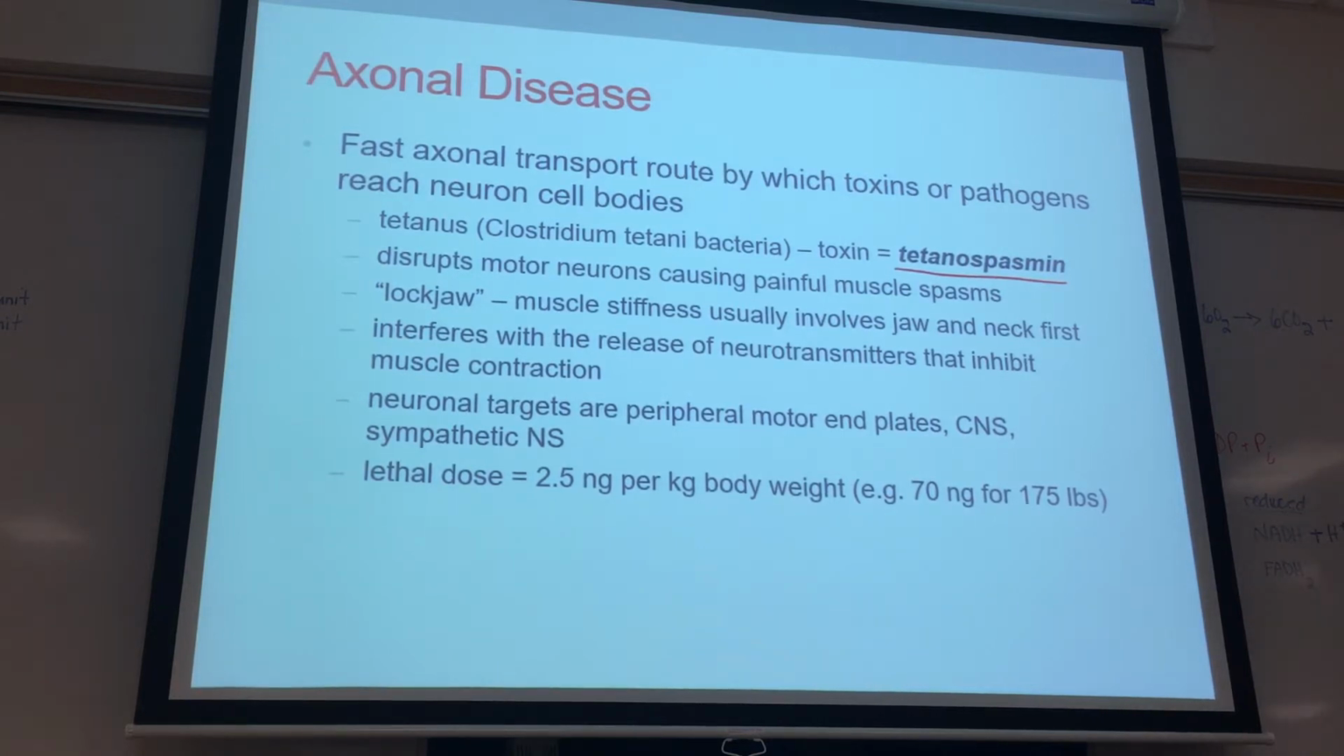And what that tetanospasmin is supposed to do is disrupt those motor neurons, the neurons that are involved in motion. And what it does is it causes a constant contraction of that muscle, a term that you probably would have heard called lockjaw, causing the muscles of the jaw to be extremely stiff and hard to move. And so what this toxin does is it actually interferes with the release of neurotransmitters that inhibit muscle contraction.